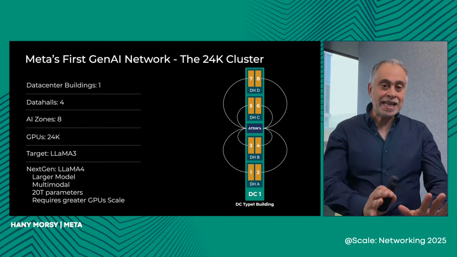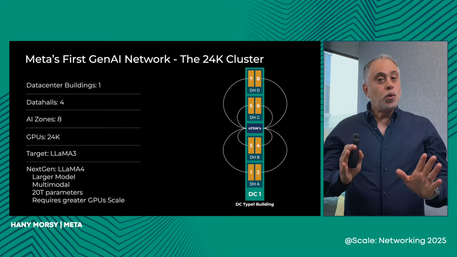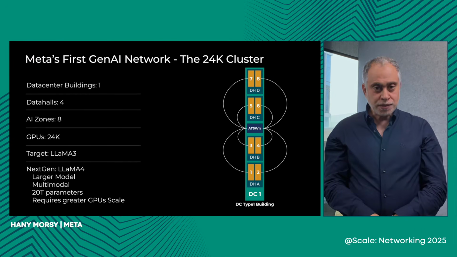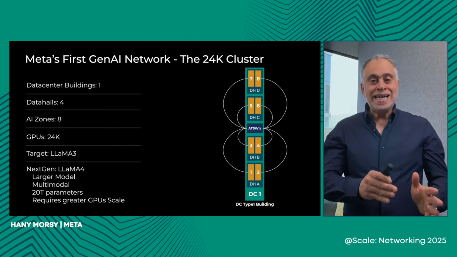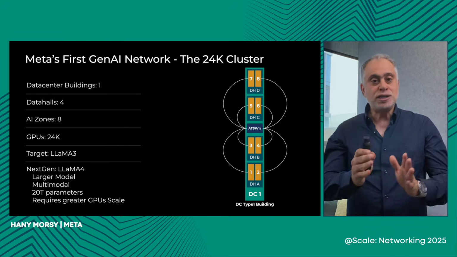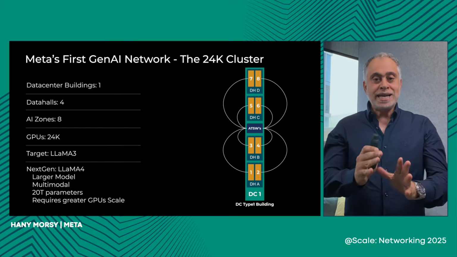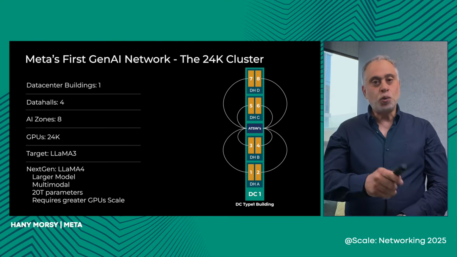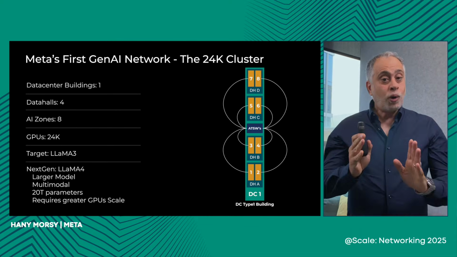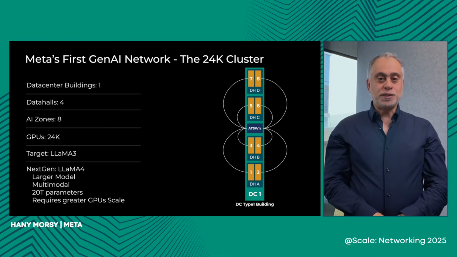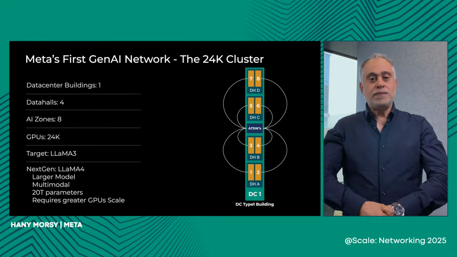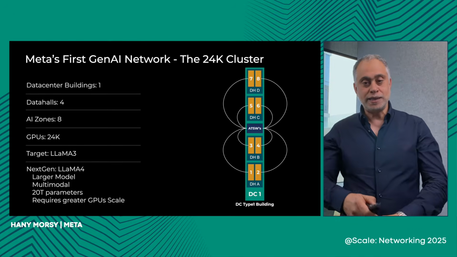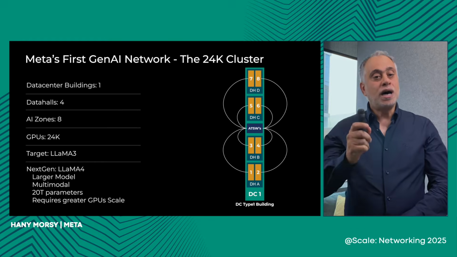All right, so now we have 8 AI zones in this building. We need to connect them together. For that purpose, we installed a super spine layer that we refer to as the CTSW layer, or the aggregation training switch layer. This aggregation tier resulted in 24,000 interconnected GPUs in that one single building. While this 24K cluster served its purpose for Llama 3, next-gen AI models were more complex and demanded even greater GPU scale. Now, this brings us to the 100K cluster.